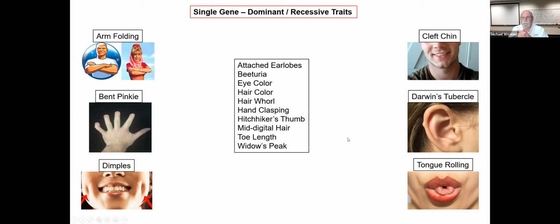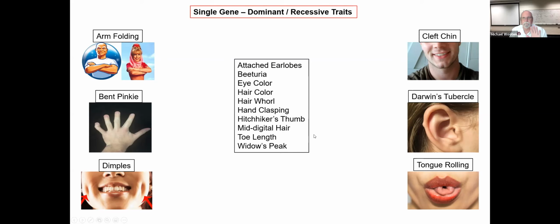Hand clasping: whether you clasp with your left thumb on top or right thumb on top. Just naturally put your hands together, don't look at them, and see which way they go. It turns out that this left side over here is often the one that's on top, so it's thought to be dominant over the right side. You can do both, but you feel comfortable one way or the other. We already talked about hitchhiker's thumb, and things like mid-digit hair here. This is the mid-digit here, and whether there's lots of hair there or not.